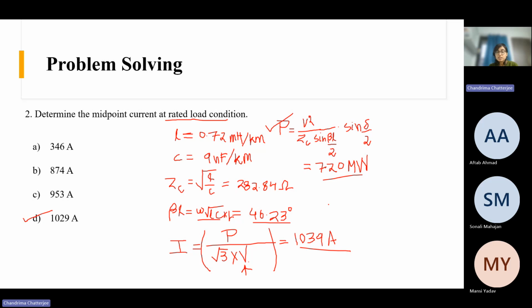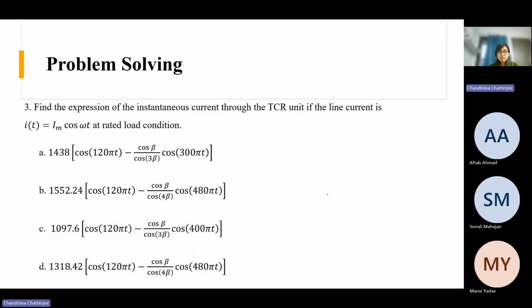Okay, any other question? Okay, let's see the next problem. Find the expression of the instantaneous current through the TCR unit if the line current is this at rated load condition. What is the instantaneous current through the TCR unit?